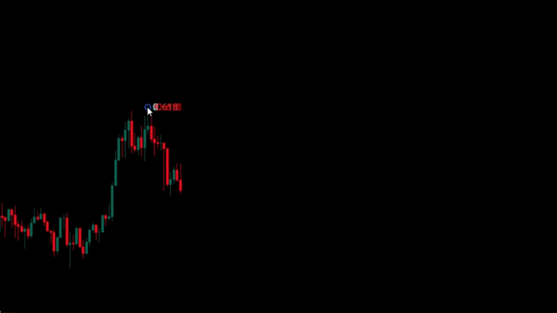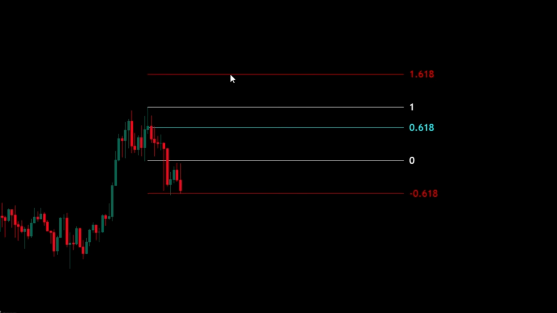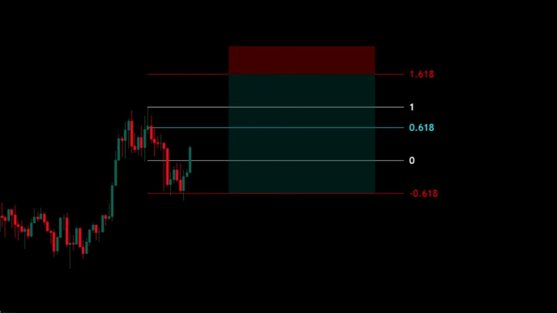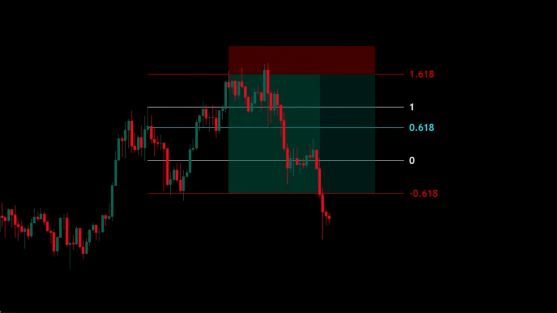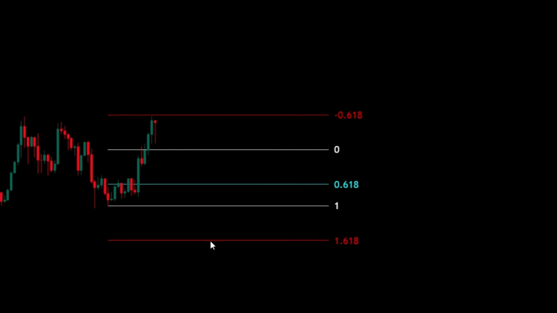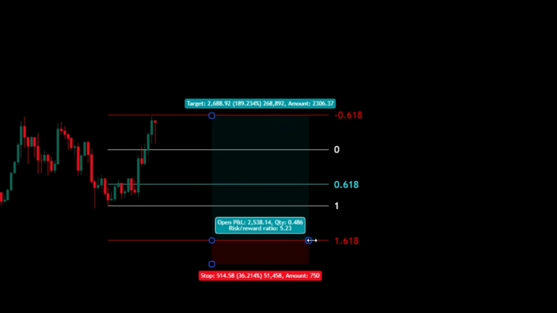In this chart, I apply a special Fibonacci to this trend and place a sell order. Let's see what happens. And here again, I apply the same Fibonacci to this trend and place a buy order. Just watch what happens.